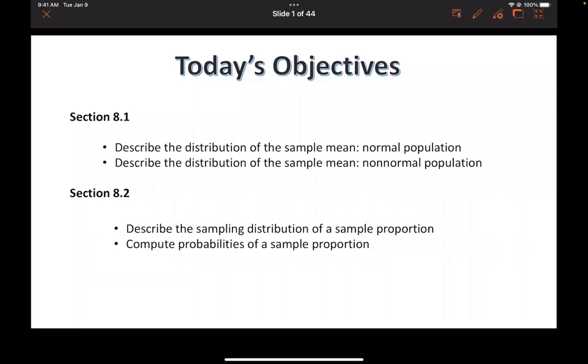All right, happy Thursday. We're going to look at sections 8.1 and 8.2 today. In 8.1, we're going to talk about the distribution of the sample mean with a normal population. Really briefly, we'll talk about the distribution of the sample mean with a non-normal population. And then we're going to look at sampling distributions of sample proportions and compute probabilities with sample proportions. So that is where we're going today.